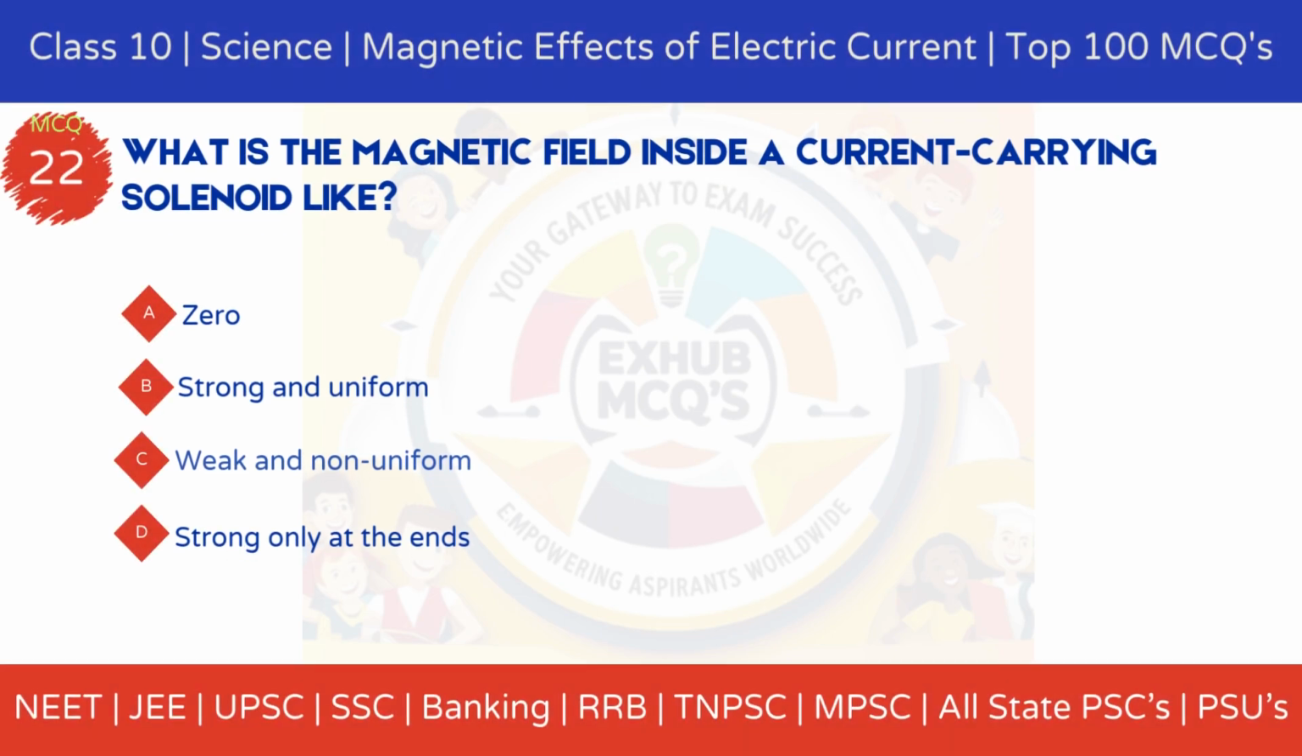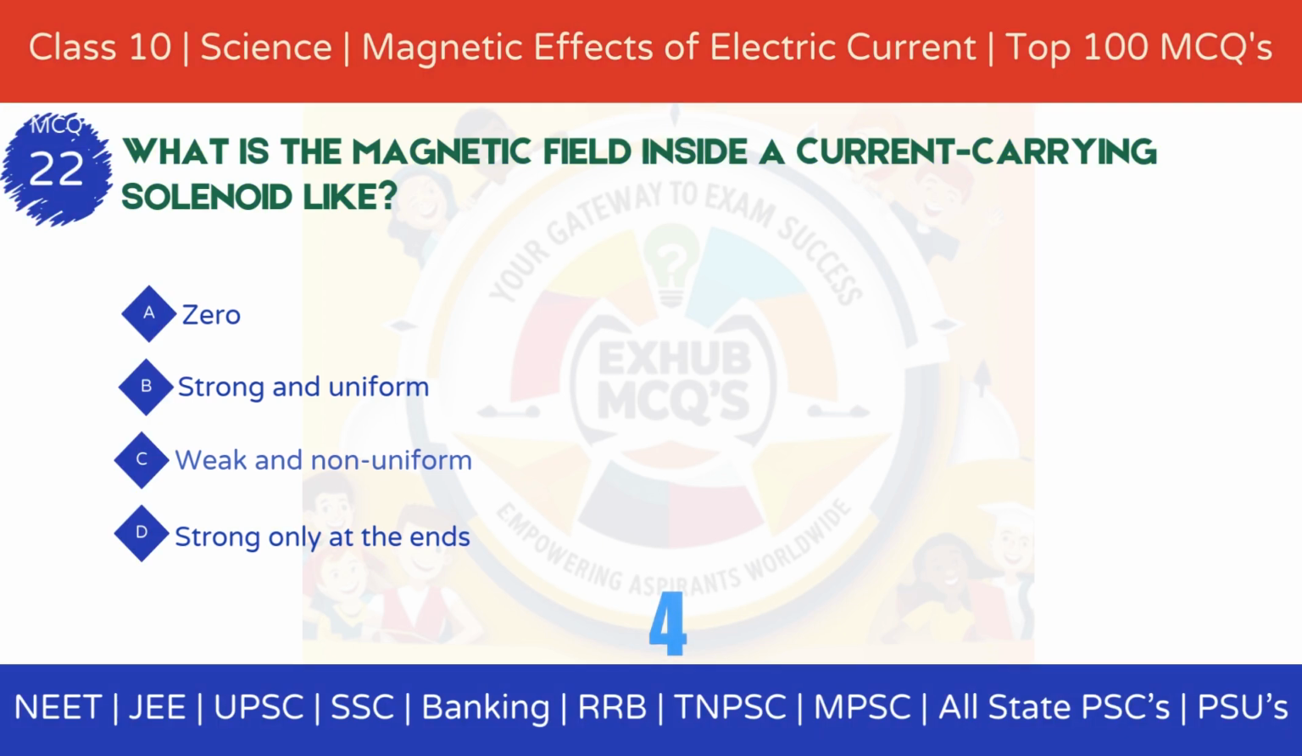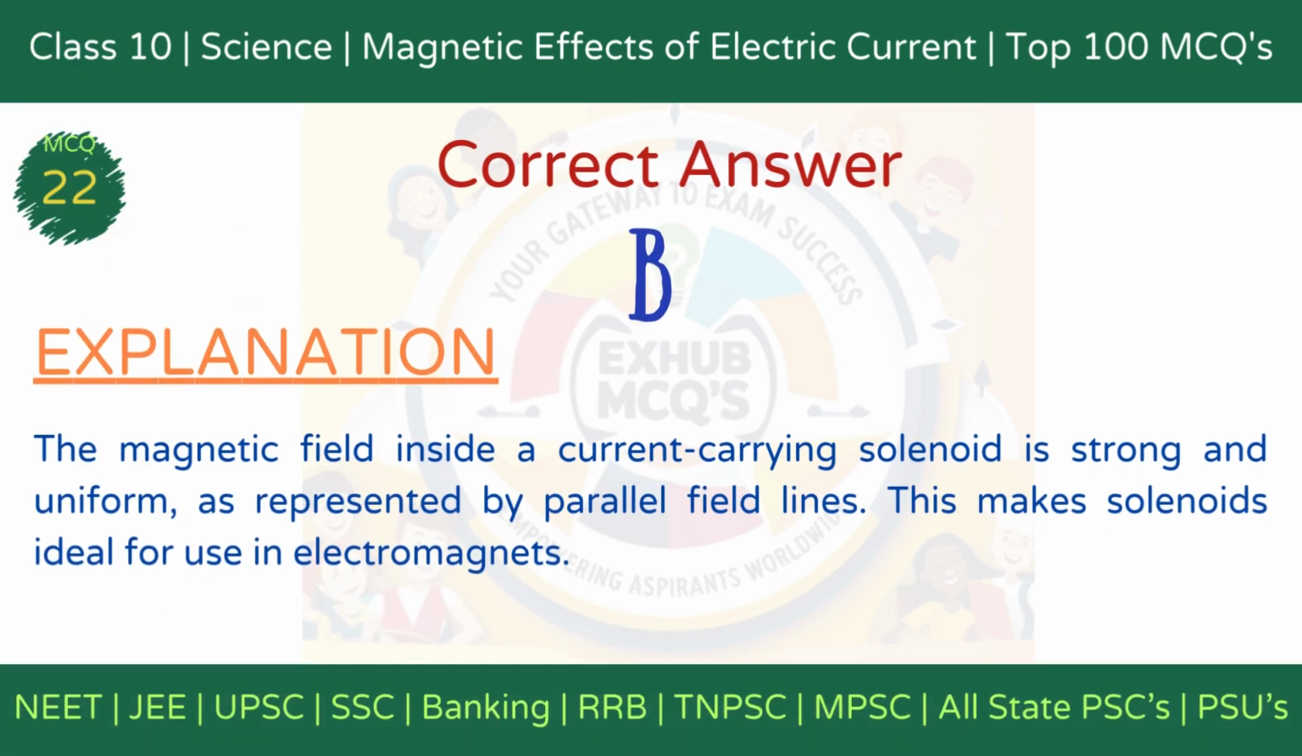Q22. What rule is used to determine the direction of force on a current-carrying conductor in a magnetic field? Option A, right-hand thumb rule. Option B, Fleming's left-hand rule. Option C, Ampere's law. Option D, Maxwell's rule. The correct answer is option B, Fleming's left-hand rule. Explanation. Fleming's left-hand rule states that if the thumb, forefinger, and middle finger of the left hand are mutually perpendicular, the thumb indicates the force's direction, the forefinger shows the magnetic field, and the middle finger indicates the current.